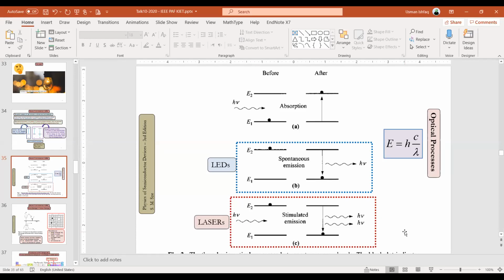So if I've gotten your point right, we have an external photon that provides energy to the electron. And then because of that energy, it is able to transition downwards. Yes. Thank you very much, sir.